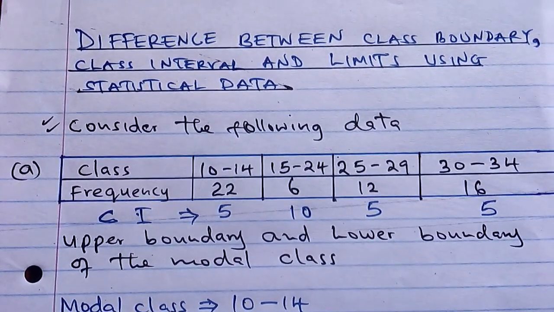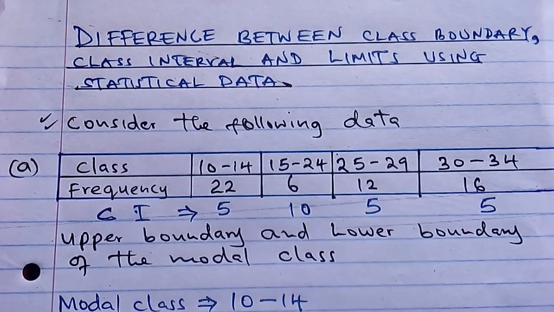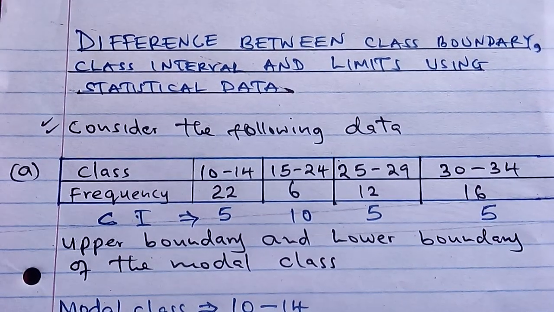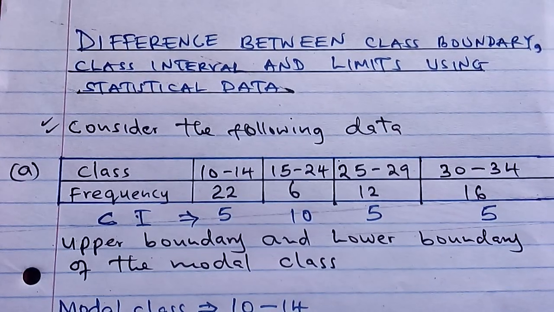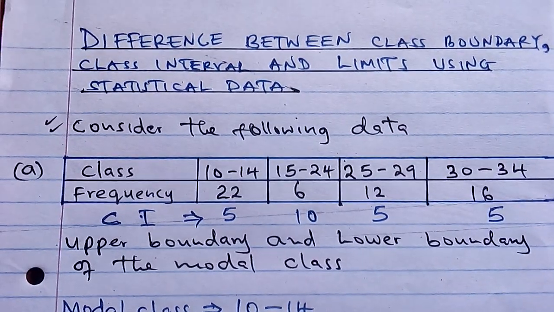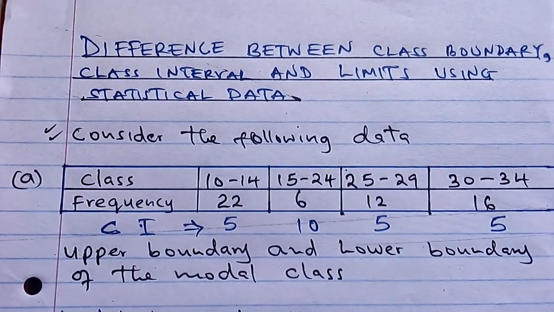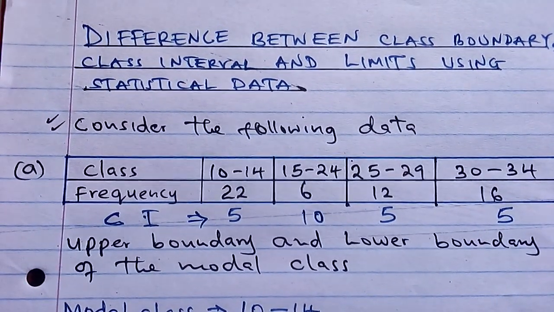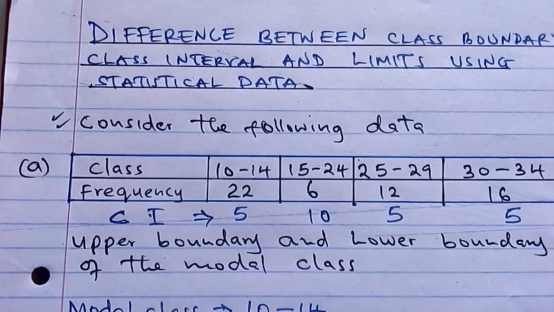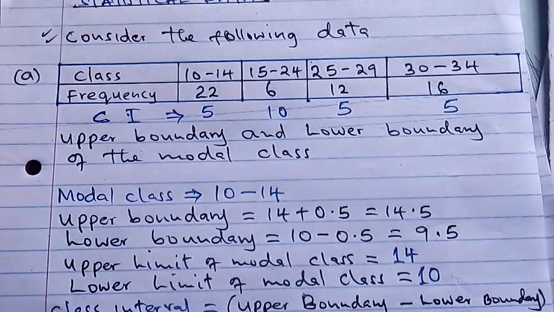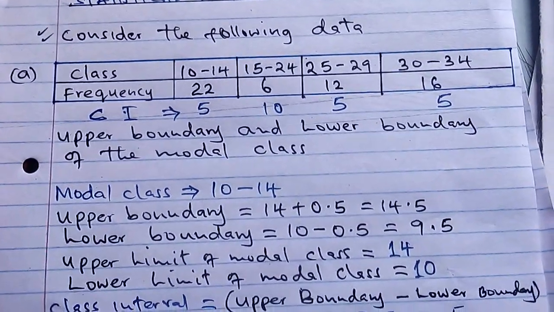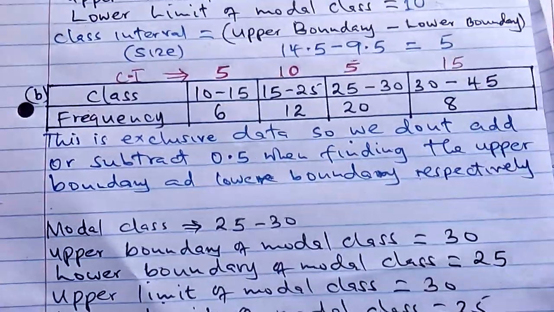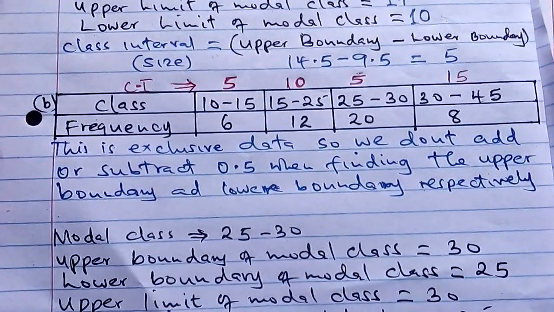to my channel. Today we are going to look at the difference between class boundary, class limits and class interval using a statistical data. So consider the data below. We have two data: data A, as you can see, and data B, as you can see. So we have two of them.